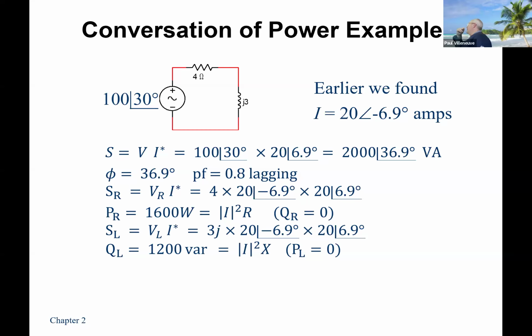So let's do an example where we said our current in phasor land, or steady state analysis land, is 20 at an angle of minus 6.9. If we do the S equals VI conjugate calculation for the power supply, we end up with 2000 at an angle of 36.9 VA. Our angle with S is 36.9. We take the cosine of that and we end up with a 0.8 power factor. How did I know it was lagging? Can you see anything on here that tells me it's lagging?